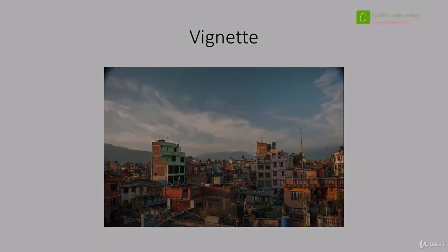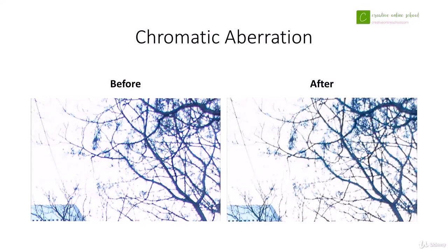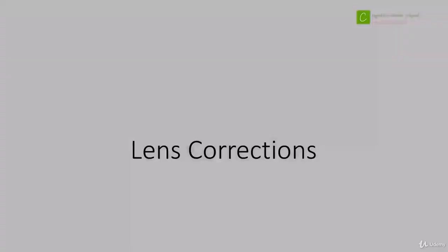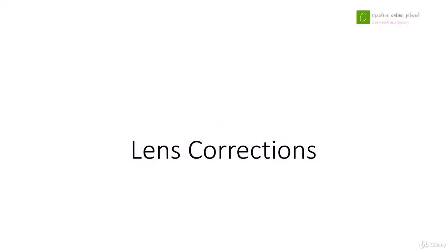Another form of distortion is chromatic aberration. This happens when your lens is unable to focus all of the image's colors to the same convergence point. Chromatic aberration adds weird color fringes to edges that separate light and dark colors. These fringes tend to have a green, pink, or purple hue. Lens corrections is a Lightroom tool that helps you fix aesthetic issues caused by your lens.